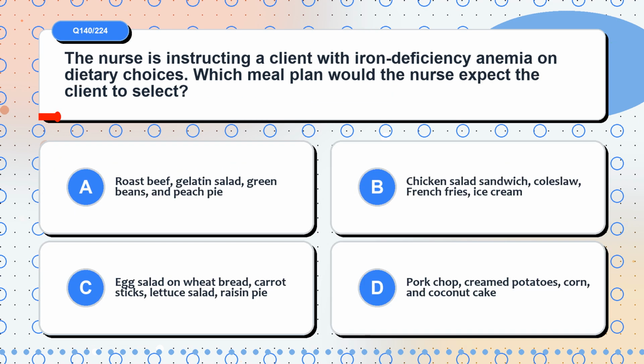Question 140. The nurse is instructing a client with iron deficiency anemia on dietary choices. Which meal plan would the nurse expect the client to select? Here are the options. Option A, roast beef, gelatin salad, green beans, and peach pie. Option B, chicken salad sandwich, coleslaw, French fries, ice cream. Option C, egg salad on wheat bread, carrot sticks, lettuce salad, raisin pie. Option D, pork chop, creamed potatoes, corn, and coconut cake.